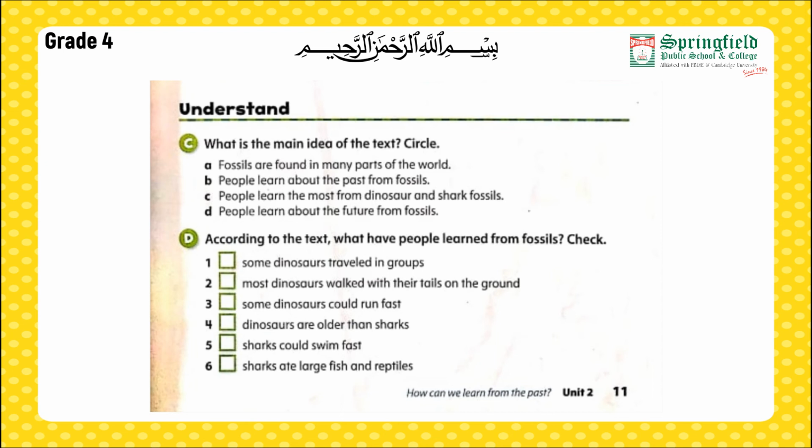So there are 2 statements which are according to the text. The first one is statement number 3. So tick in the box. The statement is some dinosaurs could run fast. That is from the first paragraph. Now you have to read the second paragraph about sharks, and then you have to tick the statement which is according to the text. I hope you will be able to do it very easily.